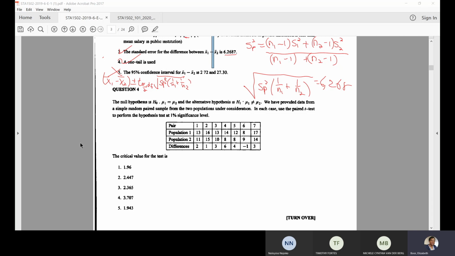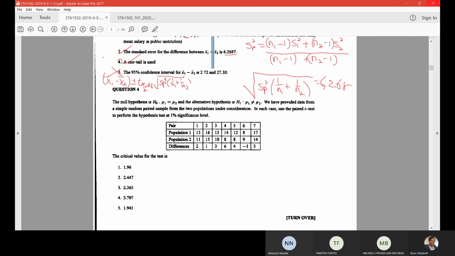How do we find the critical value of the paired test? Because it's a two-tailed test, we're using a t-test, so we find it using t alpha divided by 2. And the degrees of freedom will be n minus 1, because it's a paired test, and since it's a paired test, we use only the differences to calculate. So you go find the critical value.